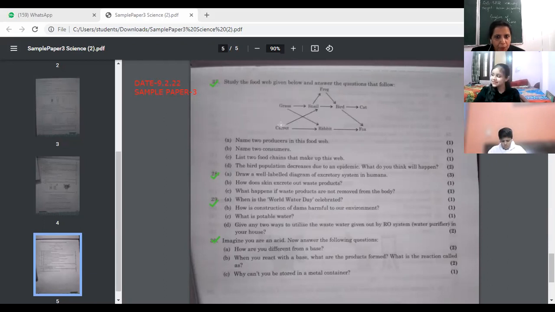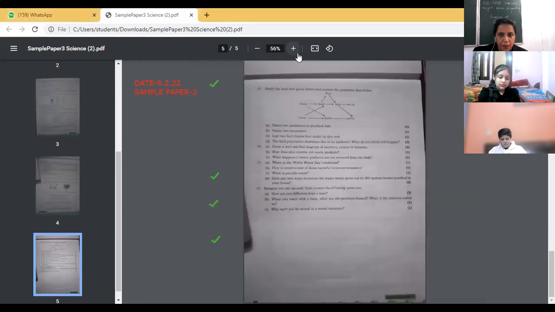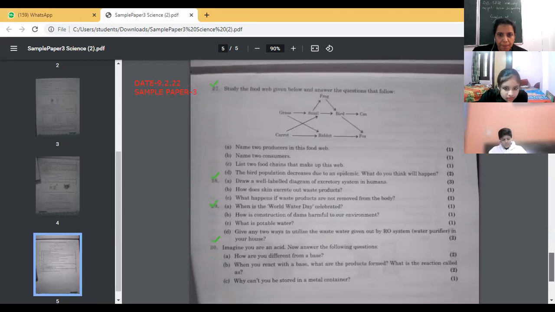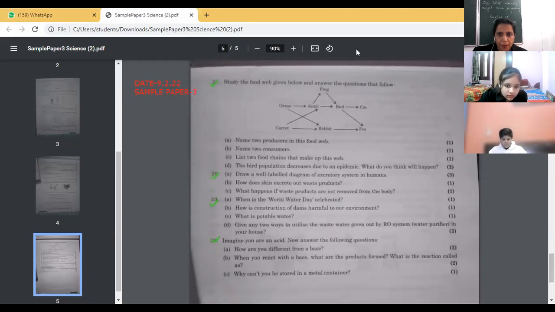Can you tell me who are the producers from this food chain? Grass and carrot. Grass. I'm just circling it. Okay, grass. And what are you saying, second one? Carrot. And go for the next question.